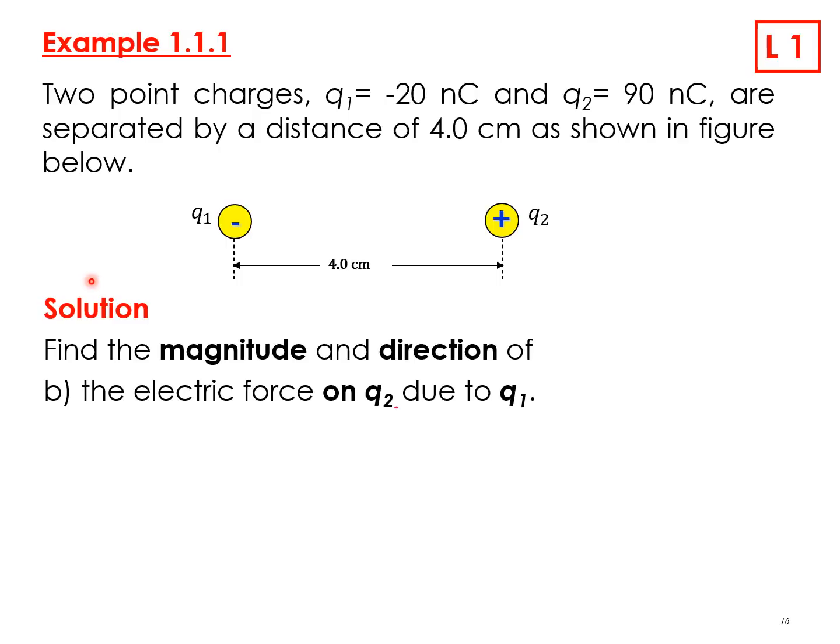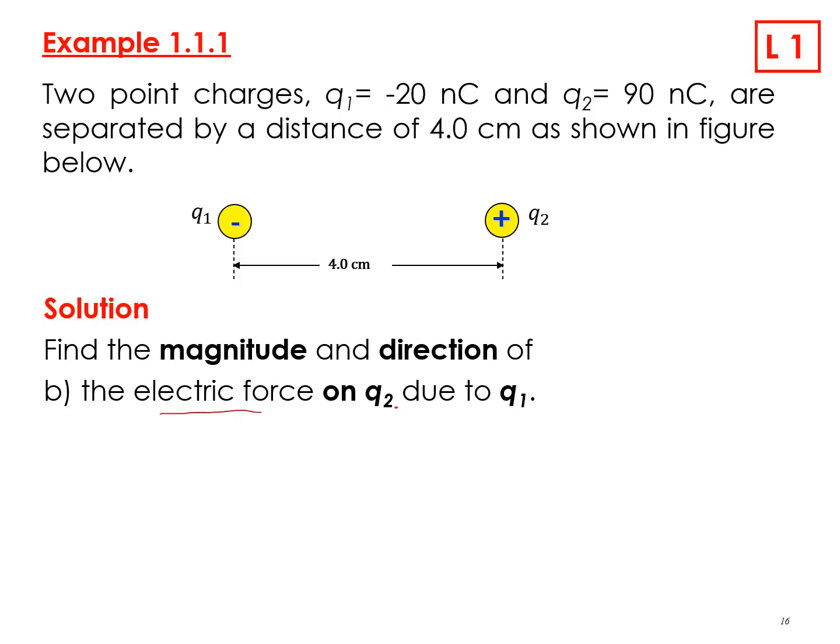Okay, we settle part A. Now move to part B. Same question, but in part B they ask you to find the magnitude and direction of electric force on Q2 due to Q1. The previous question, part A, asked you to find electric force on Q1 due to Q2. Now it changed to Q2 due to Q1. So, the same thing, you must do the same thing.